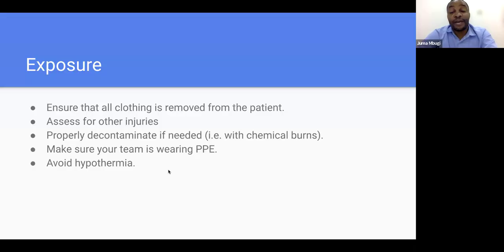And make sure your team is wearing the correct PPE all the time, especially if we are dealing with chemical burns. And avoid hypothermia. Yes, you expose your patient, but after assessment, make sure the patient is covered to avoid hypothermia, and maybe keep the skin moist.